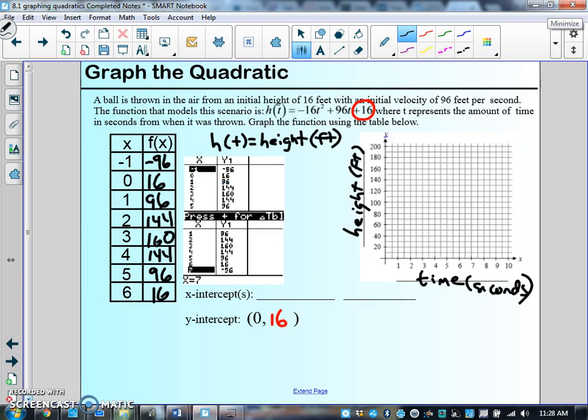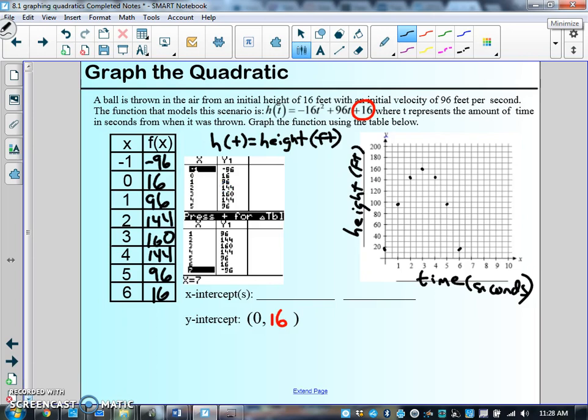Okay. Finding our value, 0, 16, that's going to be just short of 20. 1, 96, almost 100. 2, 144, it's a little bit over here. 3, 160, so that matches perfectly. 4, 144, so about the same height as we were at 2 seconds. At 5 seconds, we're at 96, the same as where we were at 1 second. At 6 seconds, we're at 16 feet.